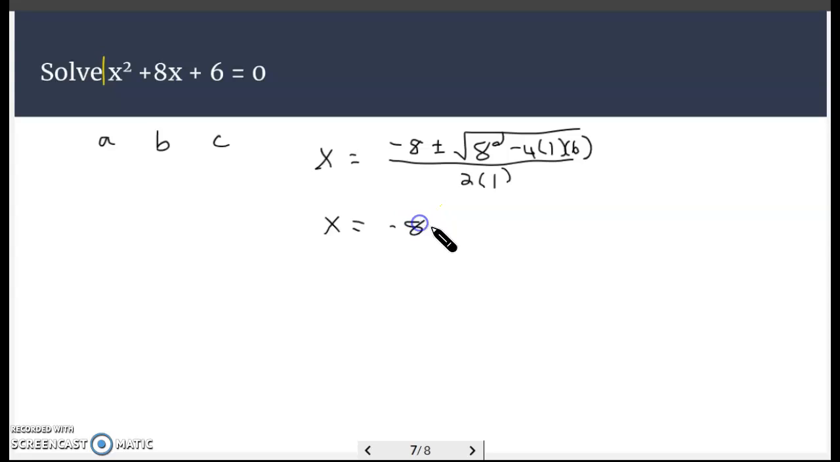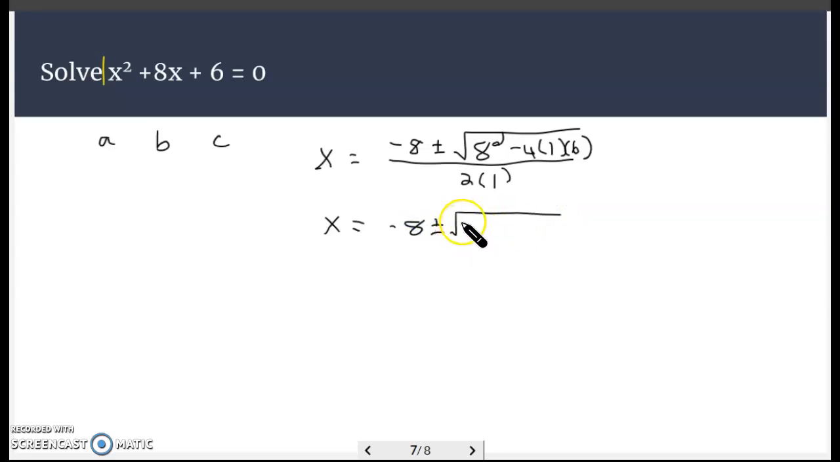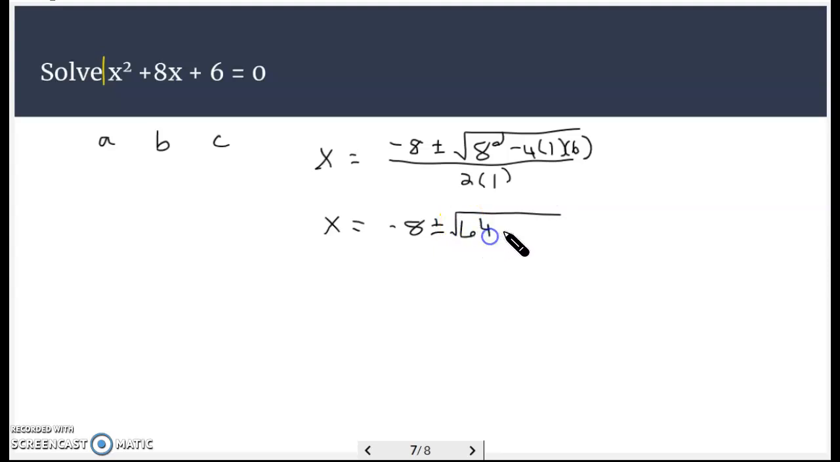Negative 8 plus or minus square root 8 squared is 64. 4 times 1 times 6, 24, all over 2. 64 minus 24 is the next simplification. Square root of 40, all over 2. Now, 40 is not a perfect square, but it does break down.